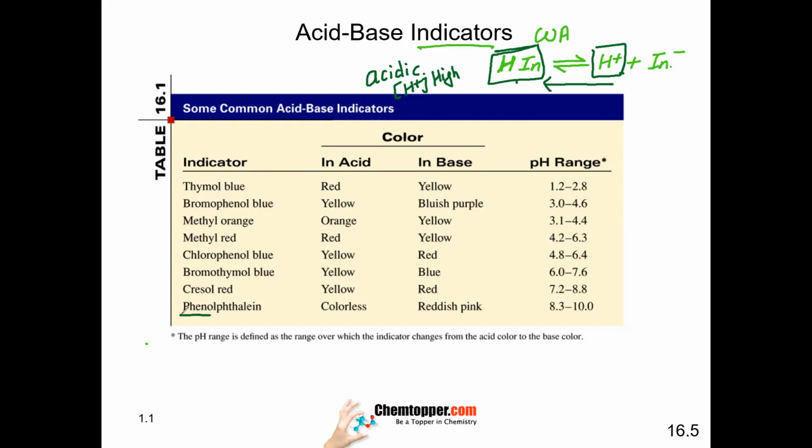Like for example, phenolphthalein. In acid, the indicators are HIn. What's the color of the phenolphthalein in acidic condition? Colorless. This table is indicating the color.